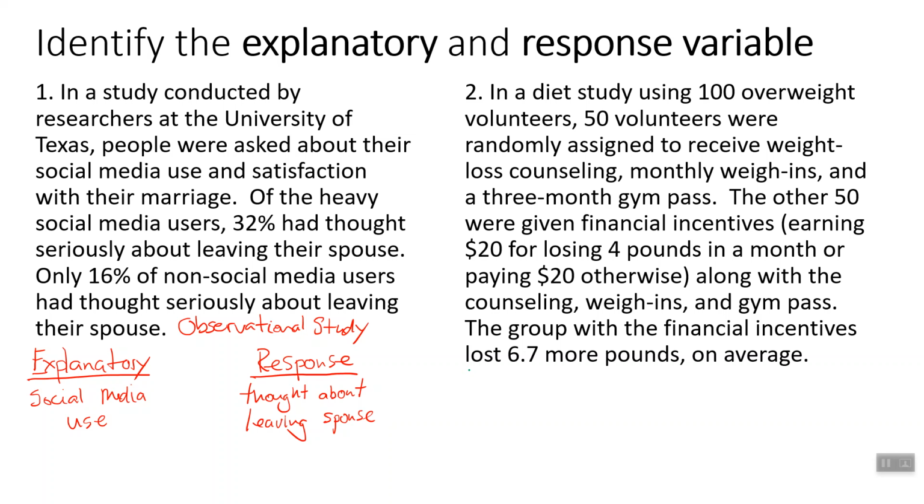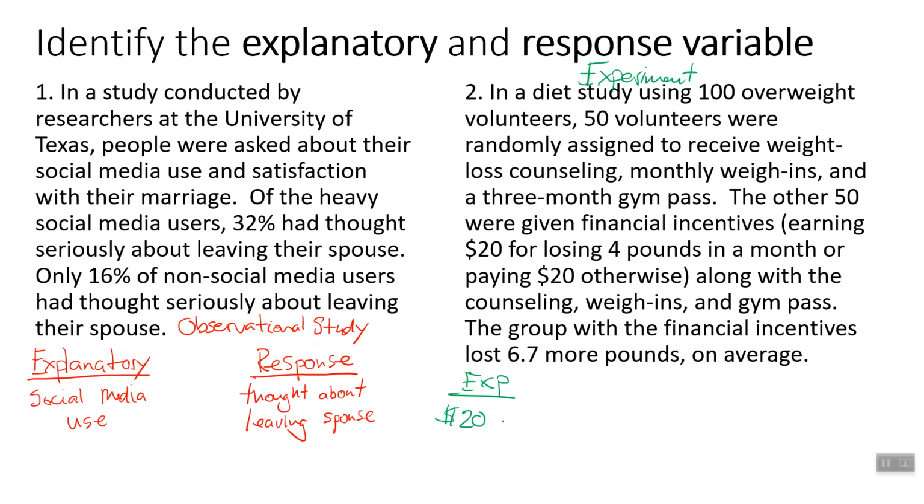All right. The group with the financial incentives lost 6.7 more pounds on average. So here we are adding in this special treatment of earning money or having to pay money. So this one, I'll put it up top here, is an experiment, because we have this extra treatment of paying the $20 or winning $20. So the explanatory variable, or our x variable, so they're all getting the counseling, the weigh-ins, and the gym pass. So that's not varying from one group to the other. The thing that's varying is the money, the $20.